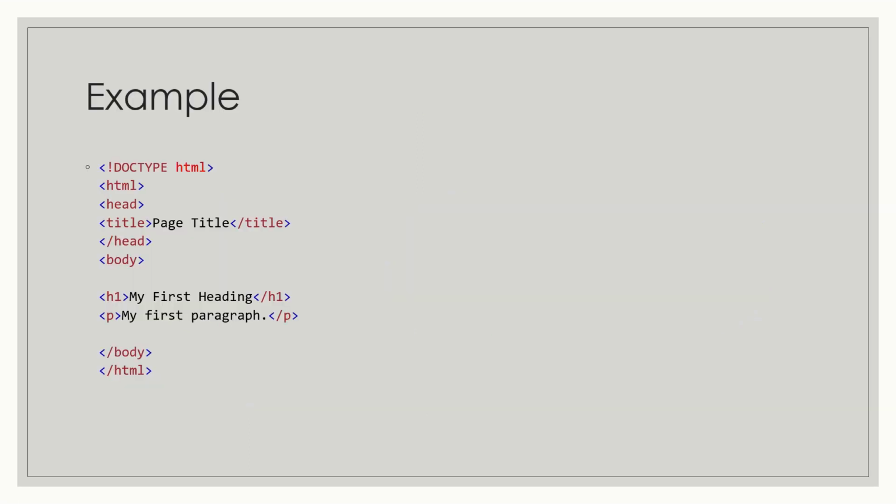Okay, so this is an example of how HTML looks behind the scenes of a website. You see that we have a doctype HTML, then we have html, head, title, body. These are called elements, or you can call them tags. So this is an example.